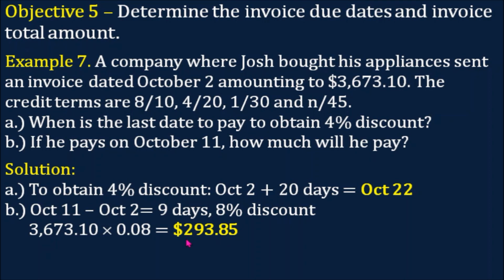$293.85. We are going to subtract this amount from 3,673.10. So 3,673.10 minus 293.85 is equal to 3,379.25.